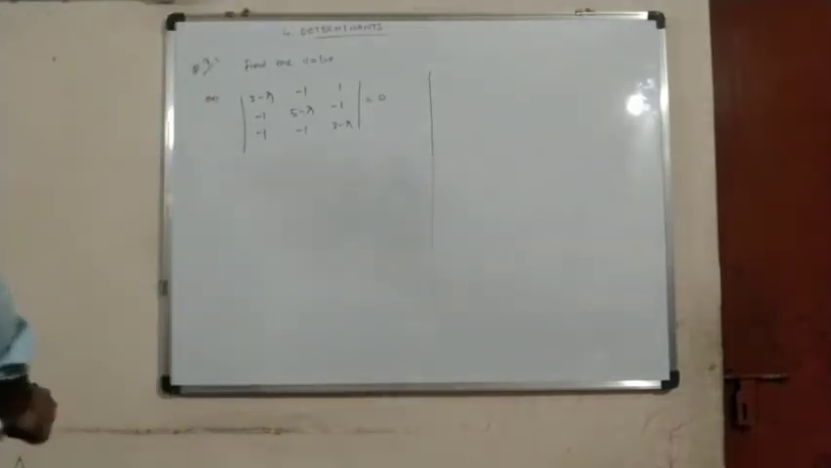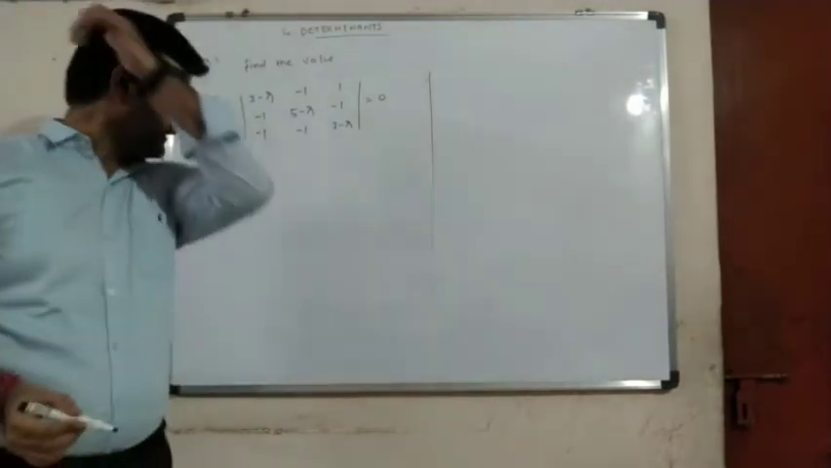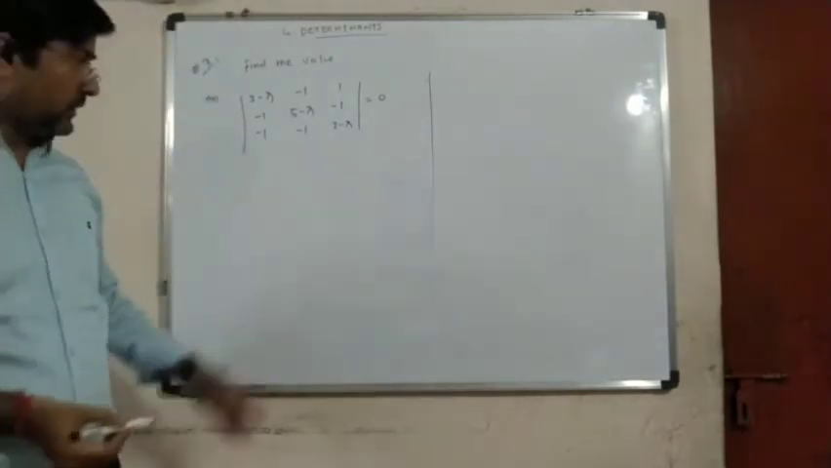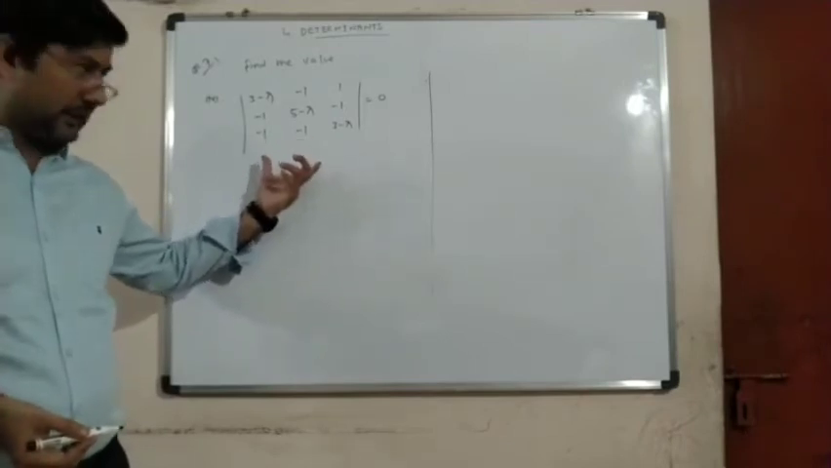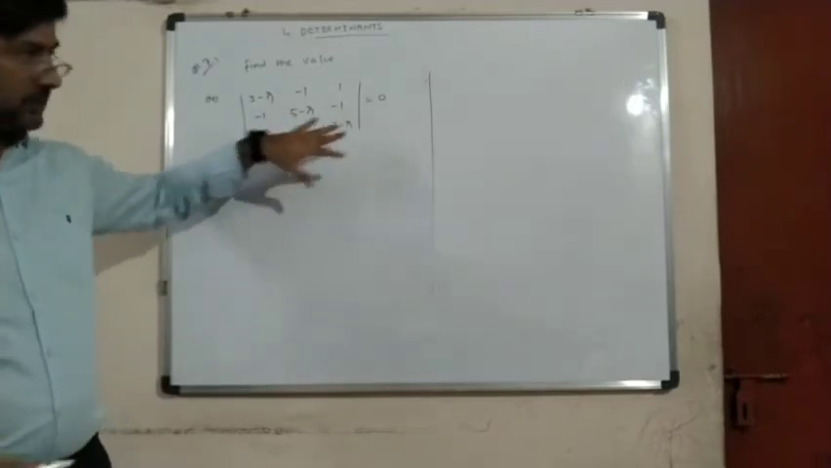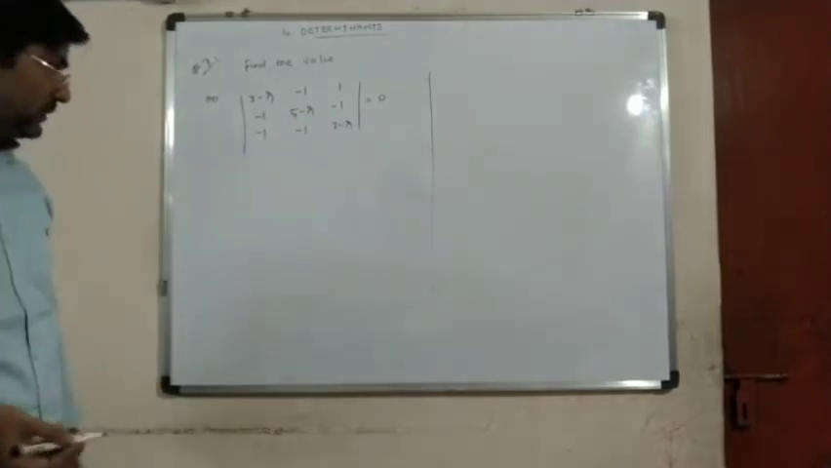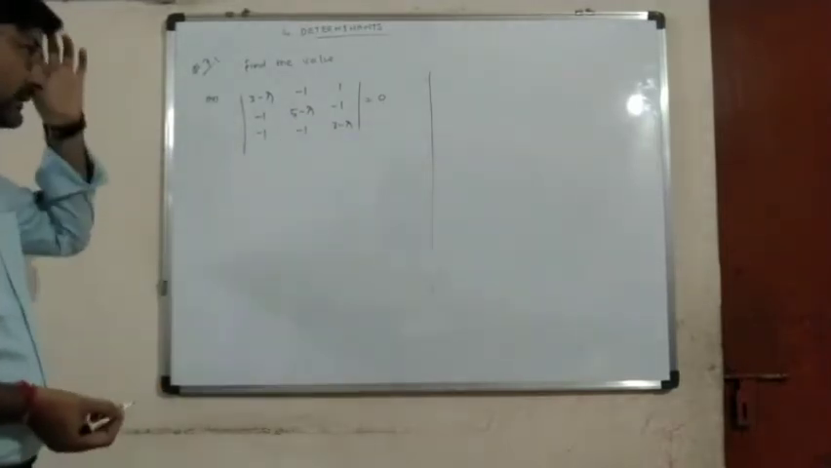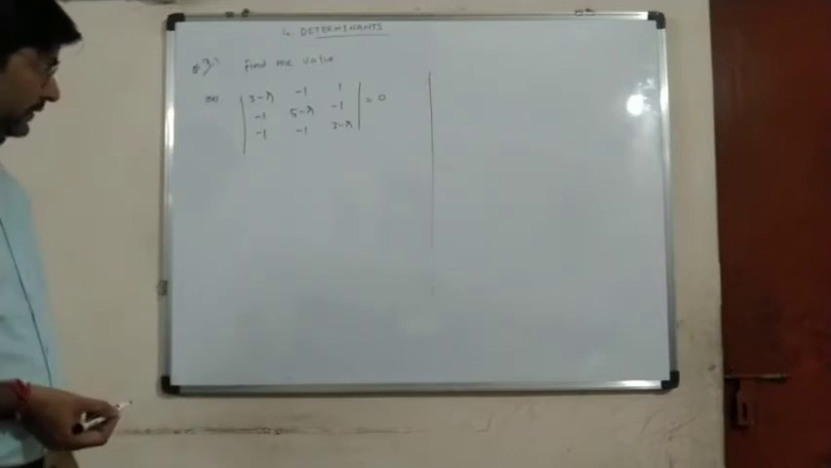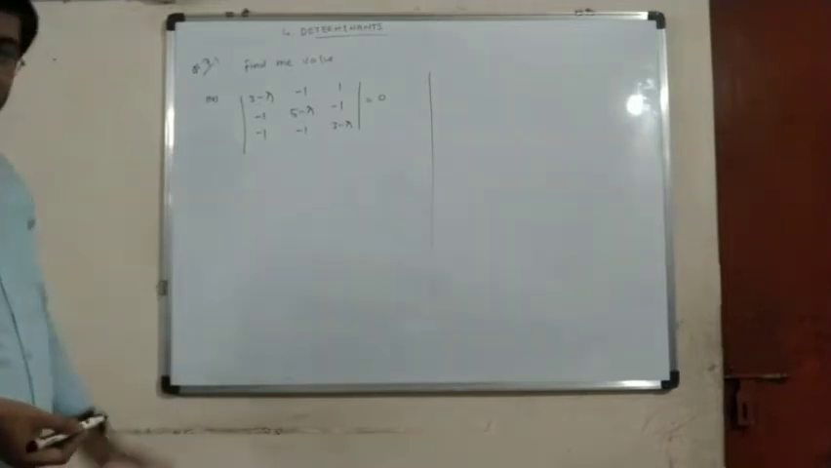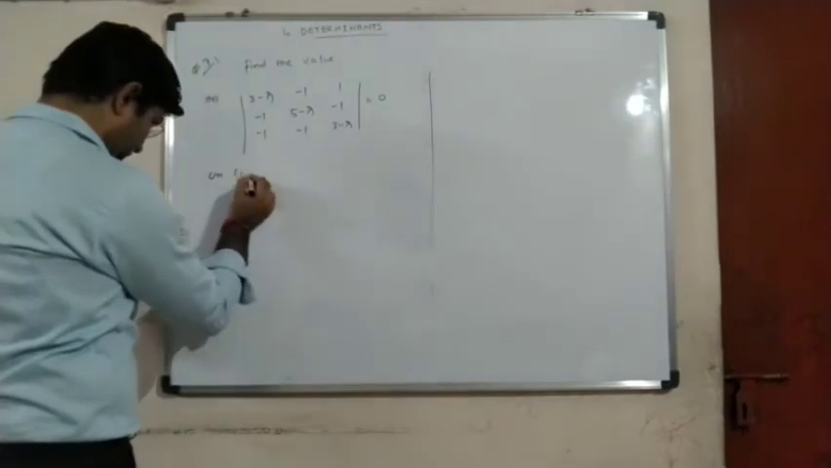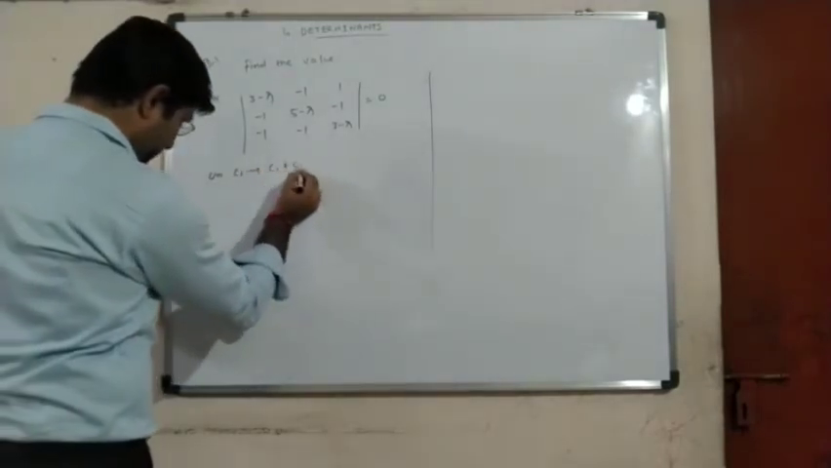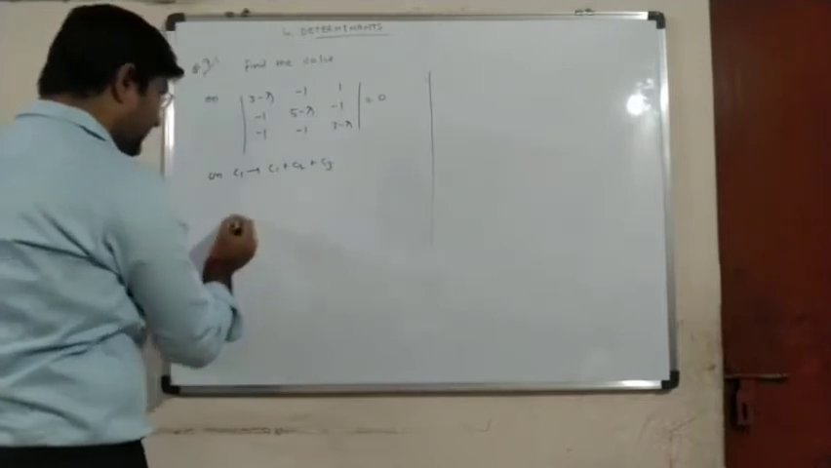In this case we are given an equation and we have to find the value of lambda. First we will simplify the determinant on the left hand side using the properties, and then we will expand it and finally we will get the value of lambda. So let us start simplification first. On C1 we will add C1 plus C2 plus C3.